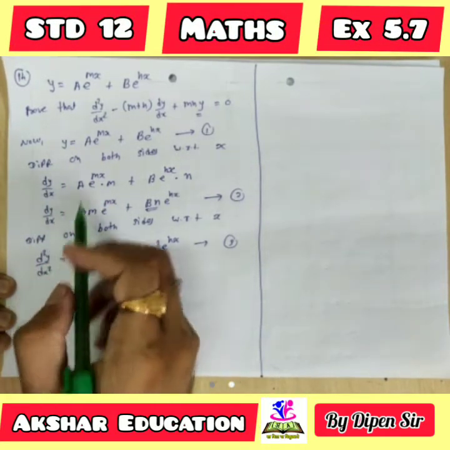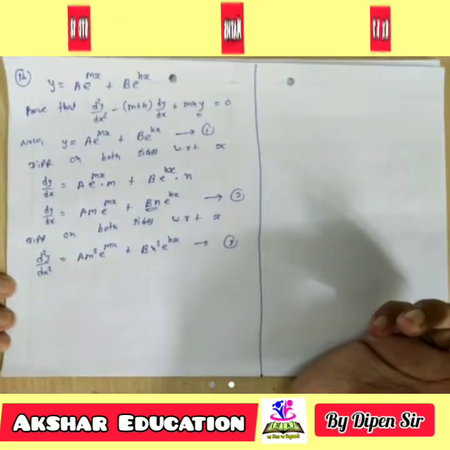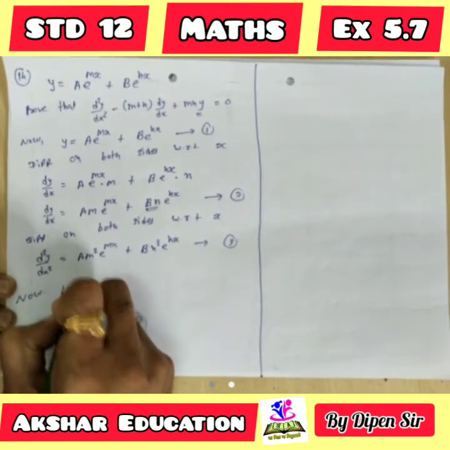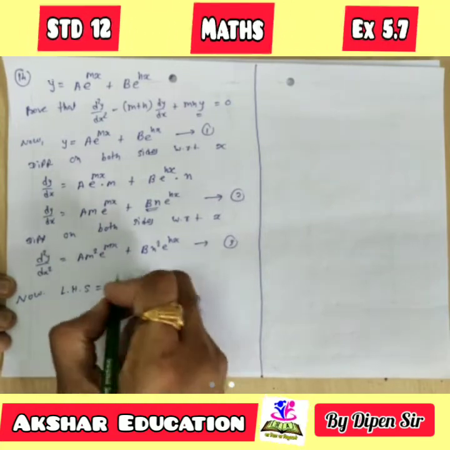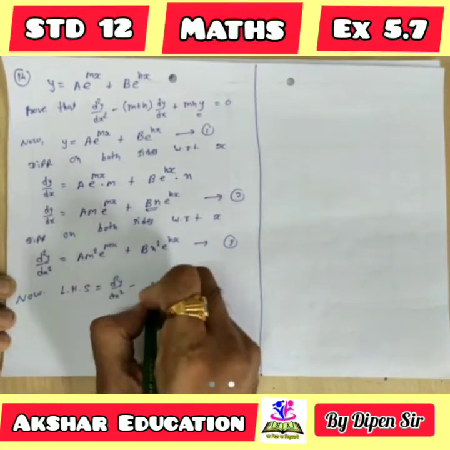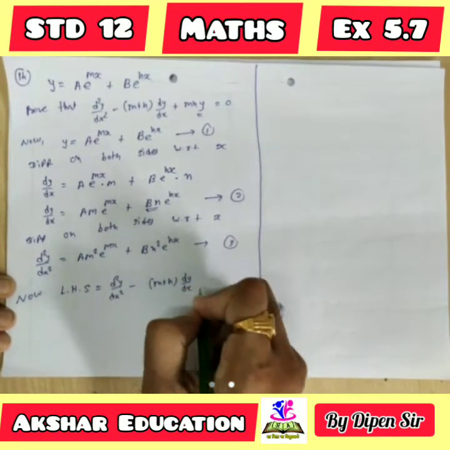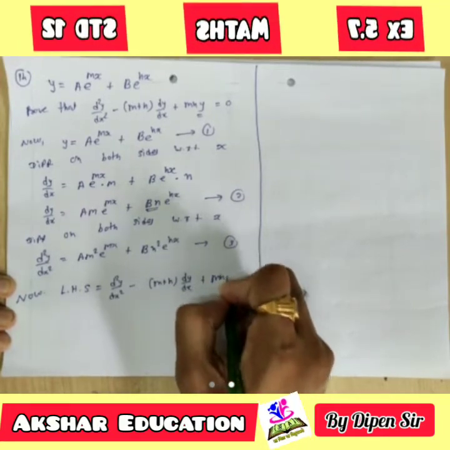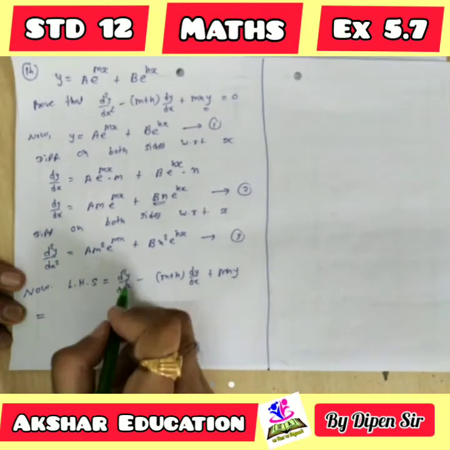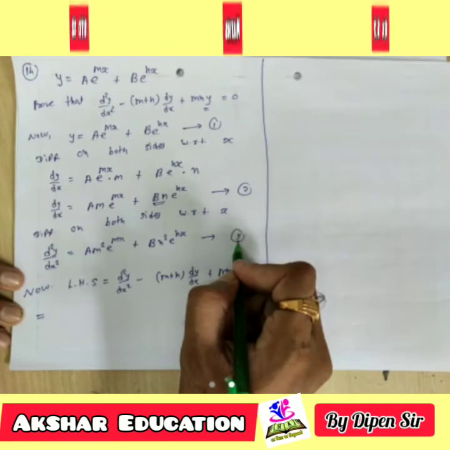So putting these three values in the left hand side of this given equation, we'll prove that it is equal to the right hand side. So now we'll start with the left hand side, and the given left hand side is d square y by dx square minus m plus n into dy by dx plus mn into y. So equal to, students, what is our d square y by dx square? That is our second order derivative, and that is given by equation number 3.